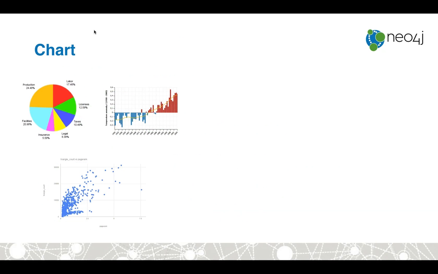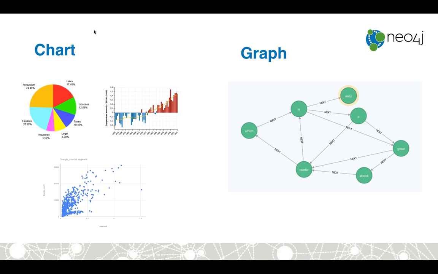So we're going to be talking about graphs and graph databases a lot. So before we get started, I just want to make sure we're all on the same page here. These are charts, and this is a graph. So when we're talking about graphs, we're talking about a data structure with nodes and relationships that connect those nodes. We're not talking about charts.